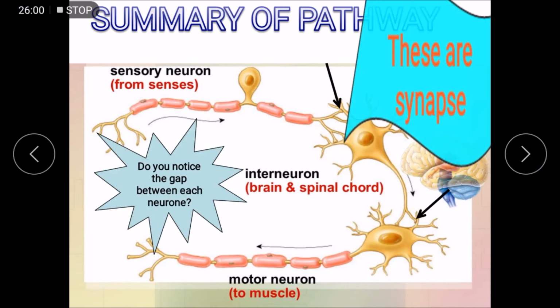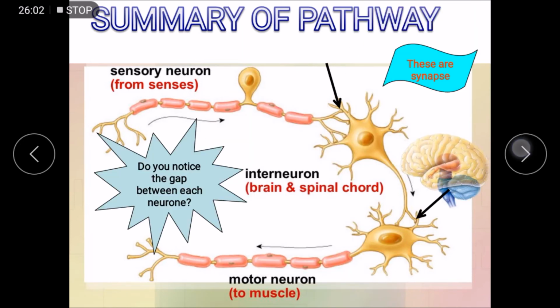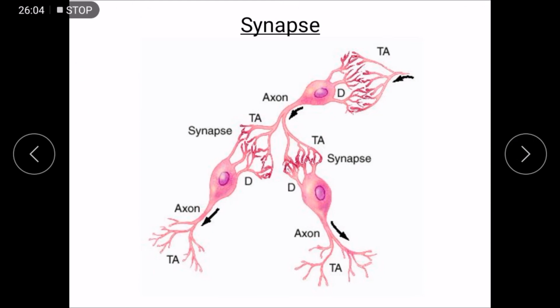Alright, so we see here, start with the impulse direction. You see the arrow? Impulse direction. You must know the direction of the impulse. By looking at the type of nerve, you can know the impulse direction.